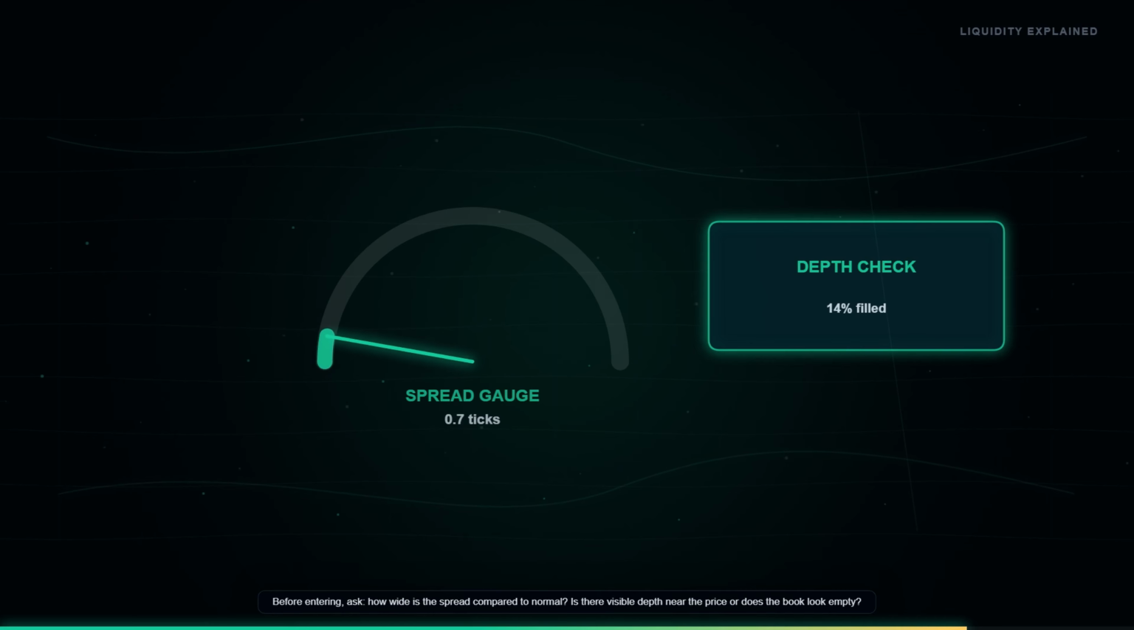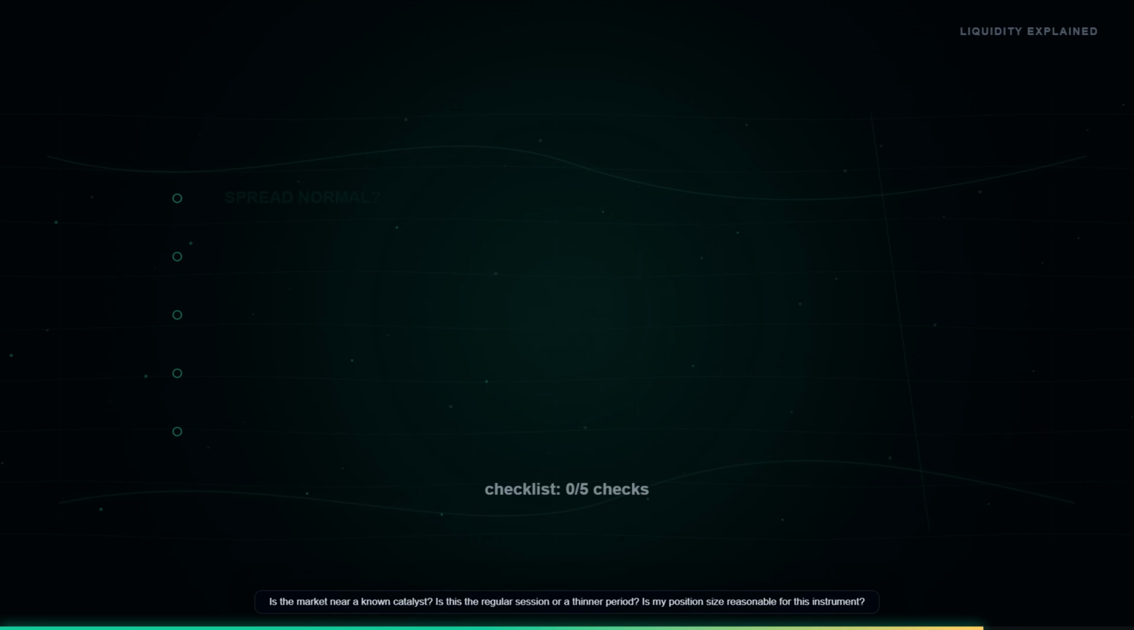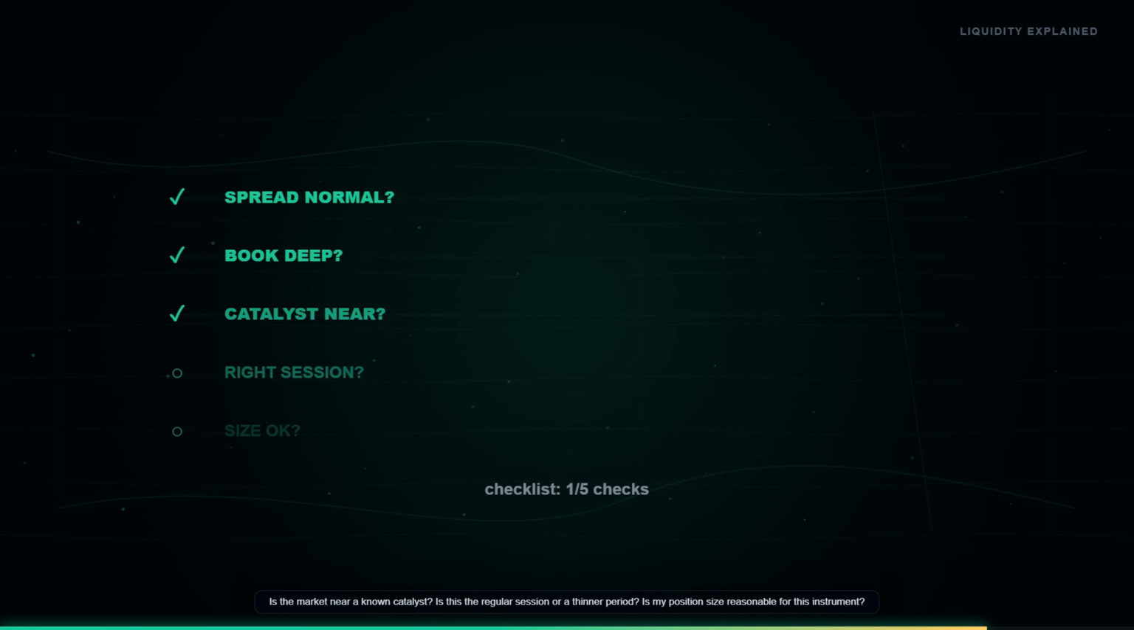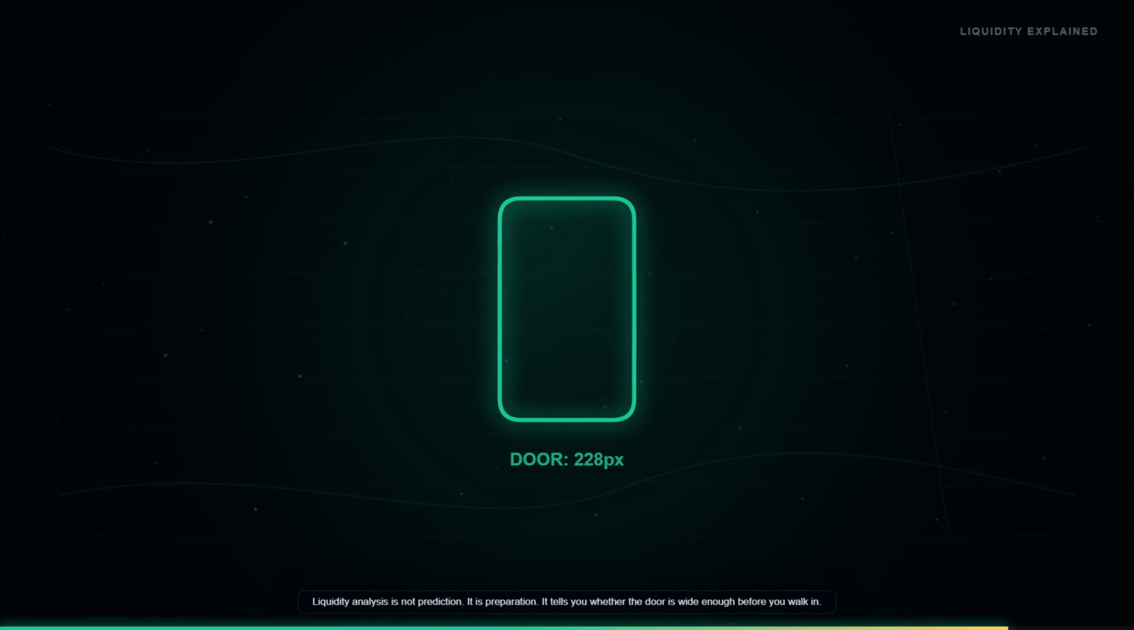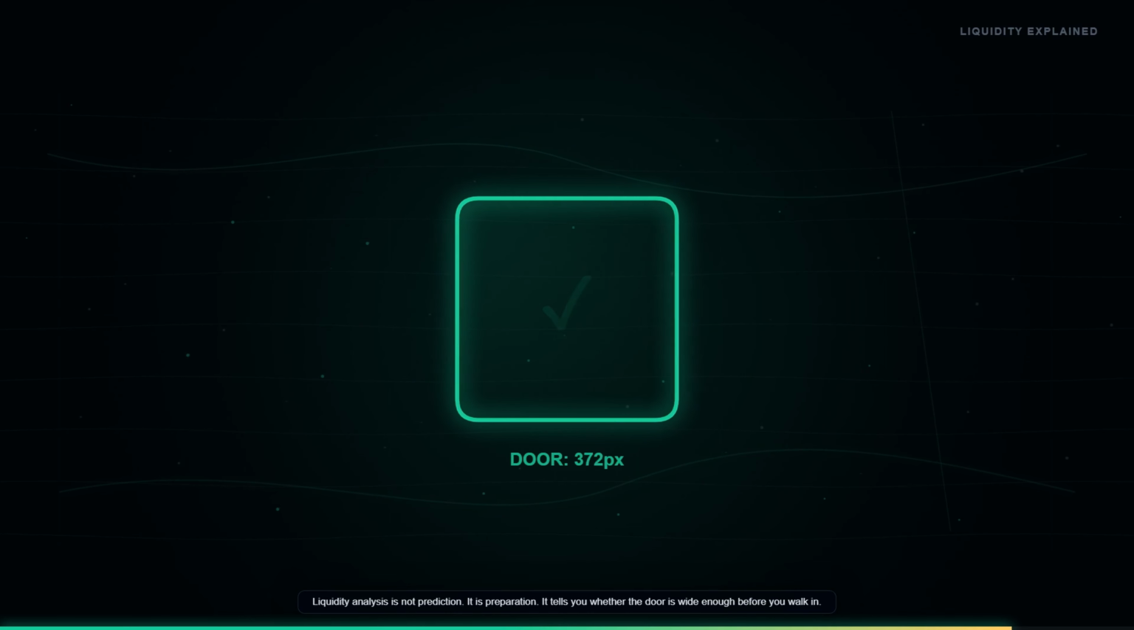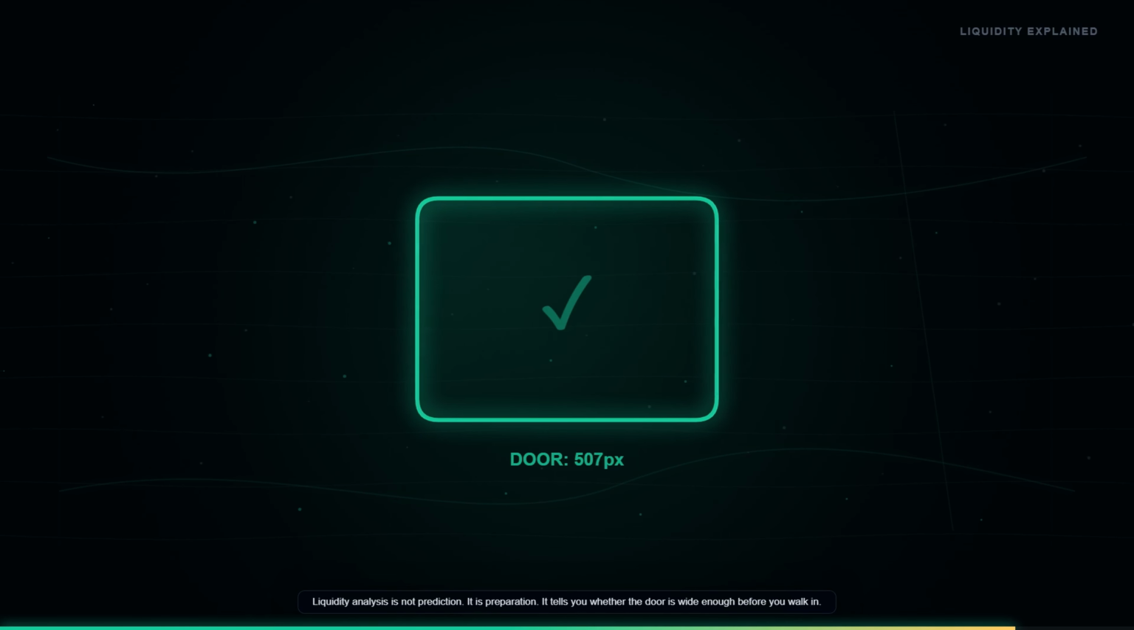Before entering, ask, how wide is the spread compared to normal? Is there visible depth near the price, or does the book look empty? Is the market near a known catalyst? Is this the regular session or a thinner period? Is my position size reasonable for this instrument? Liquidity analysis is not prediction. It is preparation. It tells you whether the door is wide enough before you walk in.